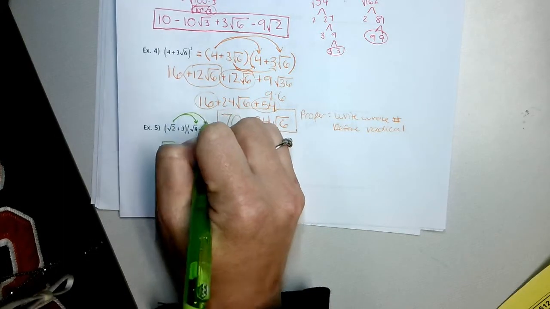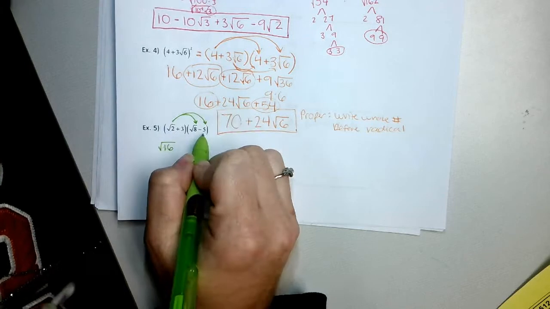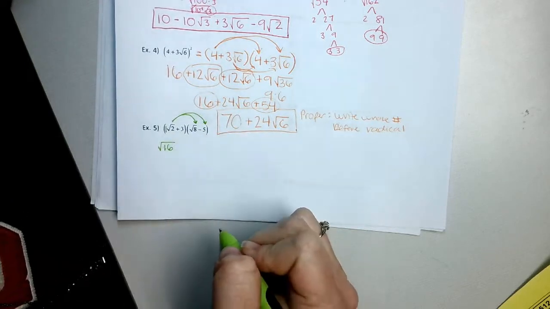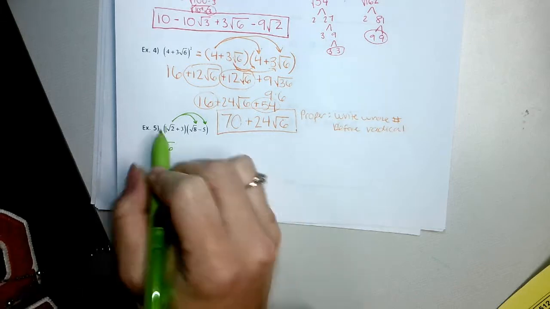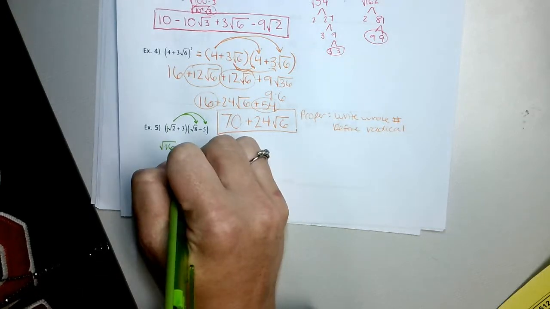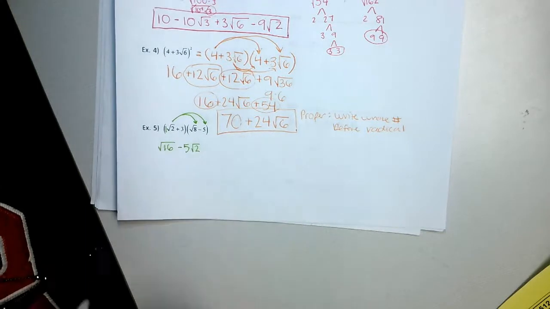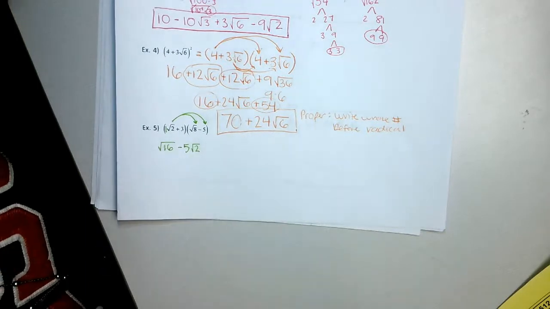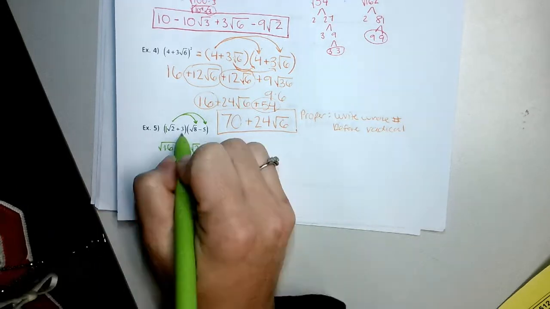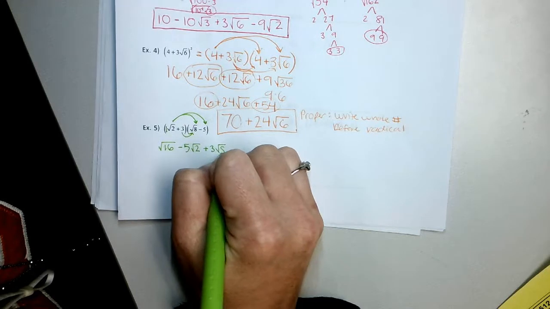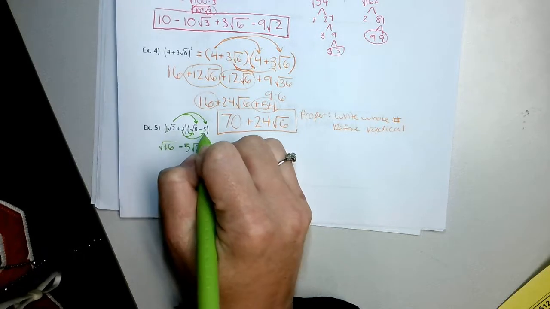Now, this is inside a radical, and this is not. But I can technically say that this is 1 square root of 2. Did I change anything? No. So what's 1 times negative 5? And then the root 2. Okay, so then I'm going to do 3 root 8, which is positive, and 3 times negative 5, which is negative 15.